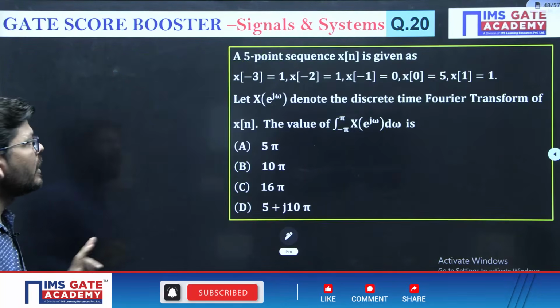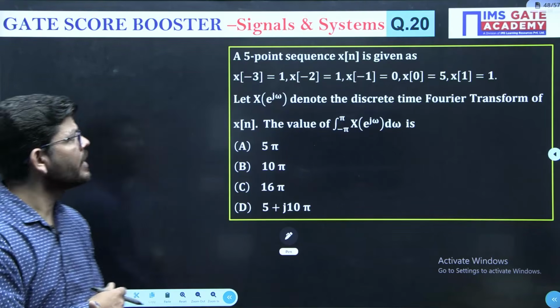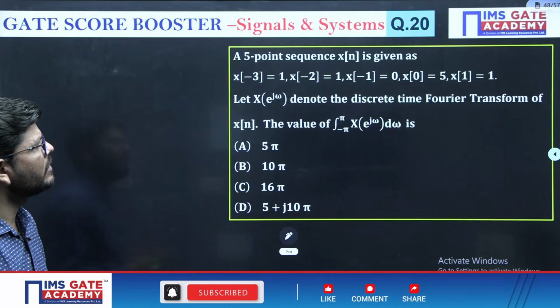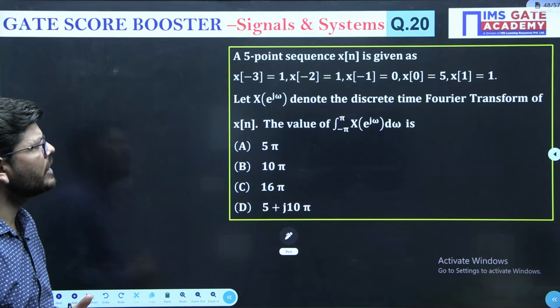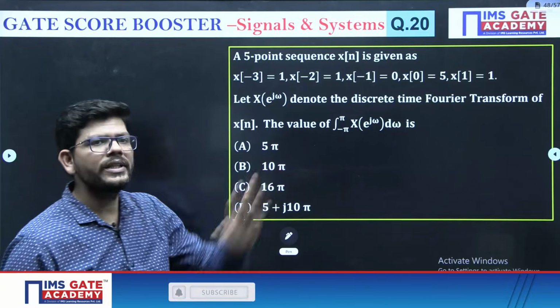Okay. Then have a look at this question. This is from DTFT. A 5-point sequence x of n is given, with the values given. Let X of e to the power j omega denote the discrete-time Fourier transform. Then what is going to be the value of this integral?